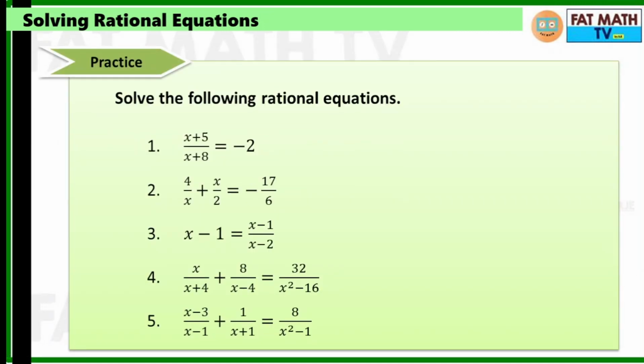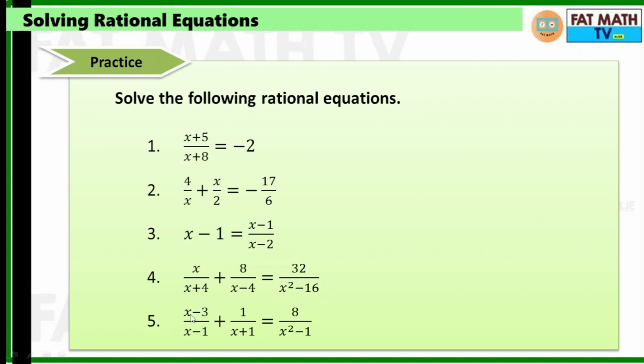Time for practice. Solve the following rational equations. Number 1, x plus 5 over x plus 8 equals negative 2. Number 2, 4 over x plus x over 2 equals negative 17 over 6. Number 3, x minus 1 equals x minus 1 over x minus 2. Number 4, x over x plus 4 plus 8 over x minus 4 equals 32 over x squared minus 16.